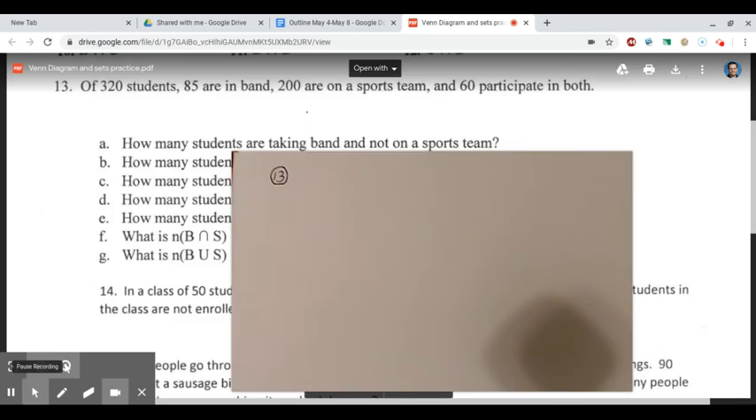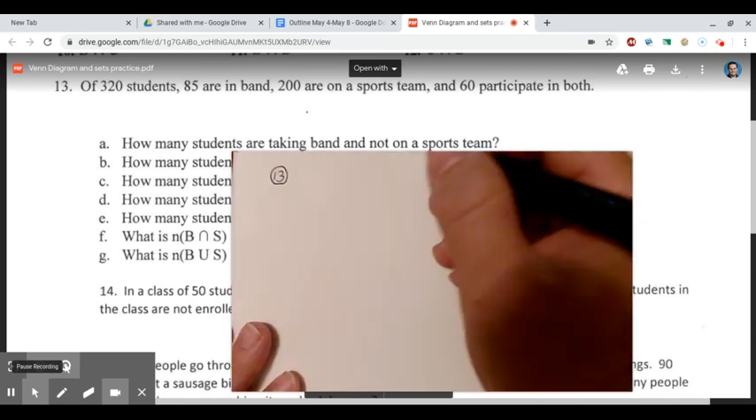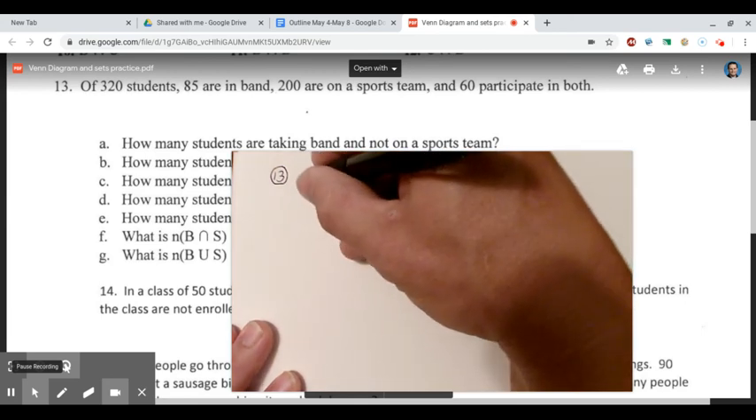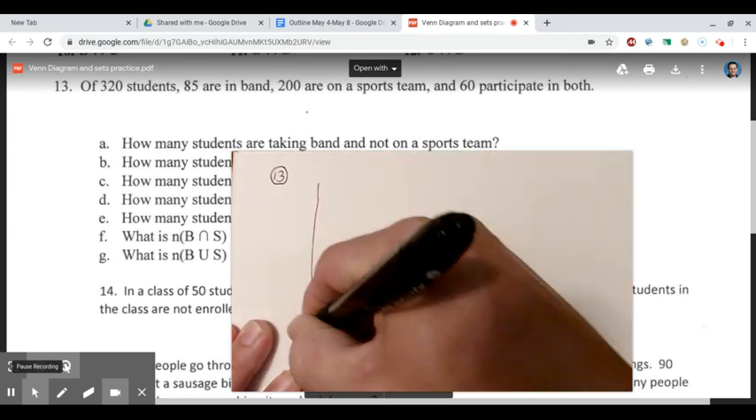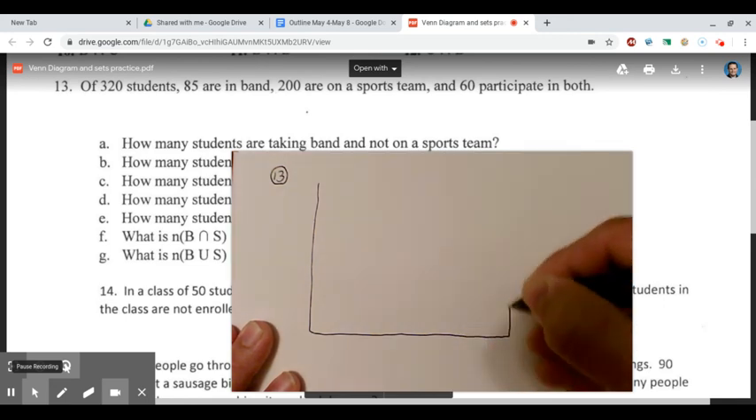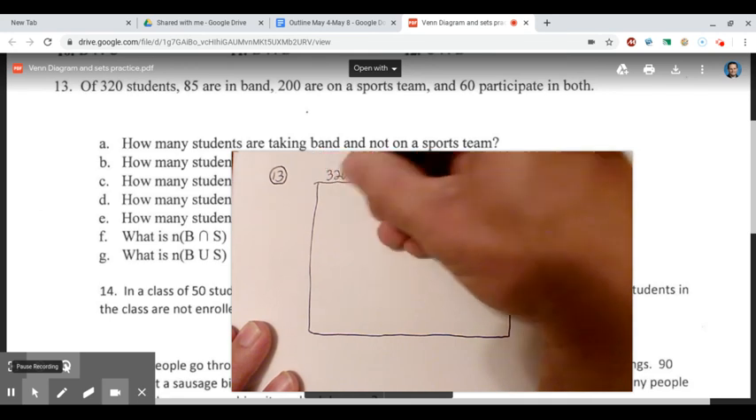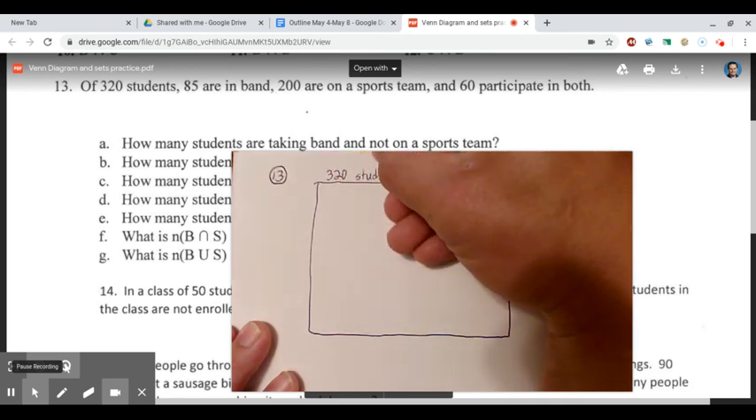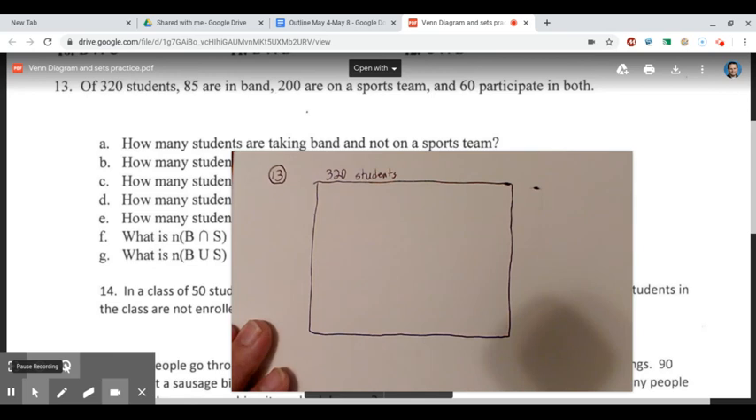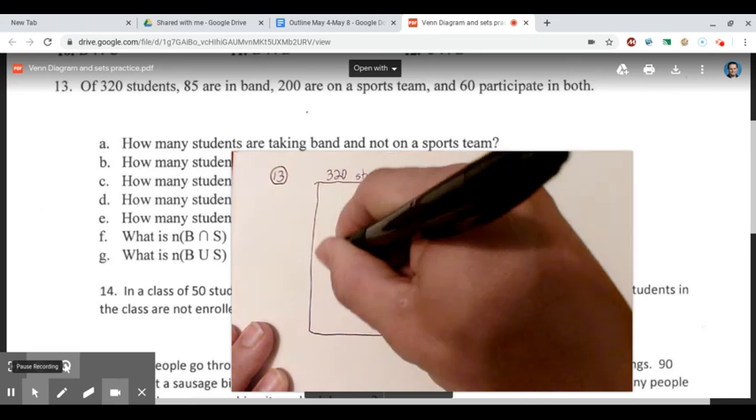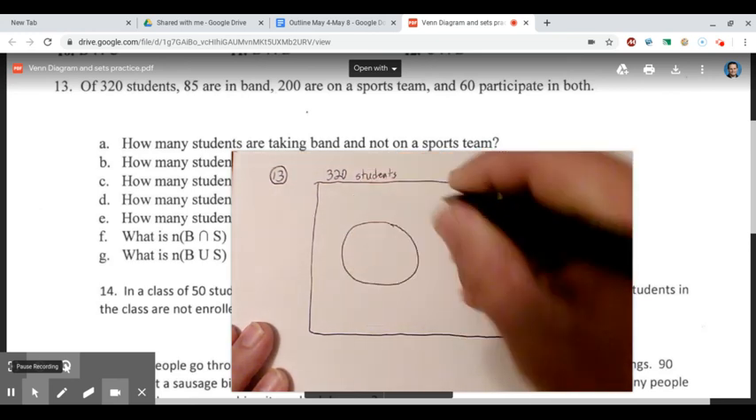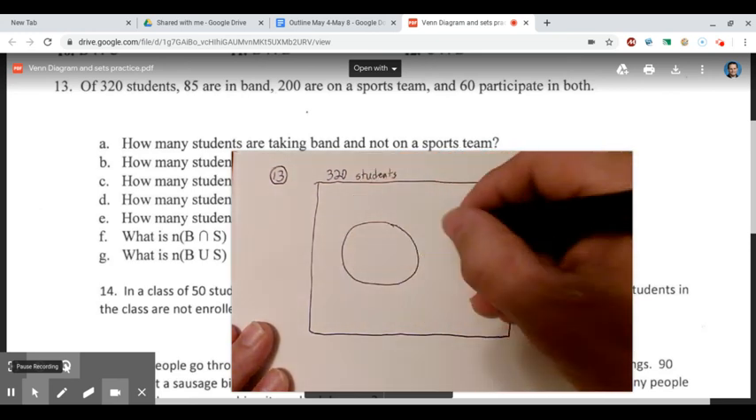All right, now for the rest of the problems, you're going to use Venn diagrams to describe what's going on here with these populations. So on number 13, we'll go ahead and develop one of 320 students. So that's representing the entire population. So I'm just going to make a big rectangle to represent all 320 students. Now what I'm going to do is take a look at the band and sports teams. So that's going to be my two circles, and there is an overlap here. It actually says that 60 participate in both.